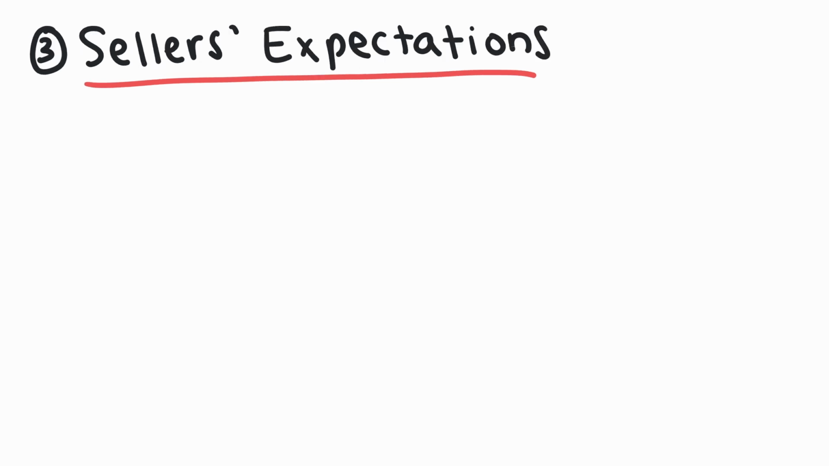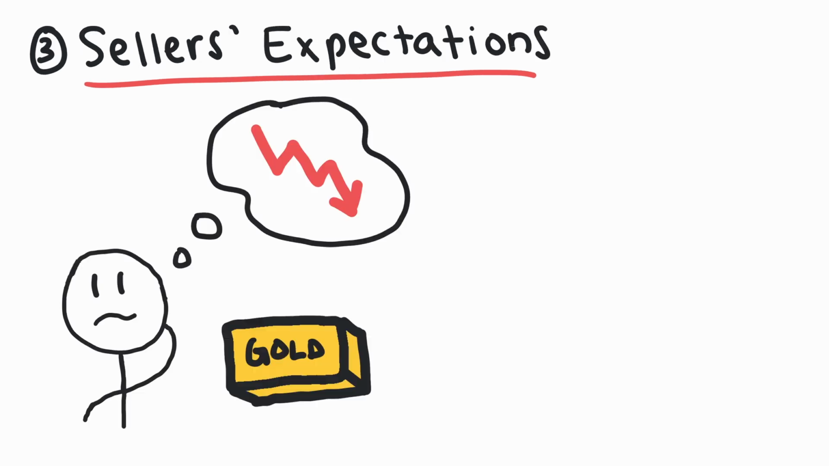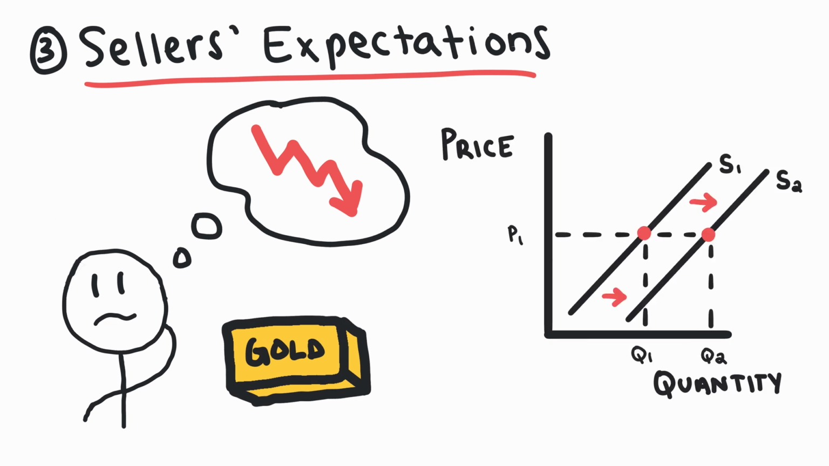Third is sellers' expectations. If word gets around that the price of gold is going to drop in the near future, holders of gold might decide to sell now, while the price is still high. That expectation of a future price change causes a rightward shift in the supply curve today.